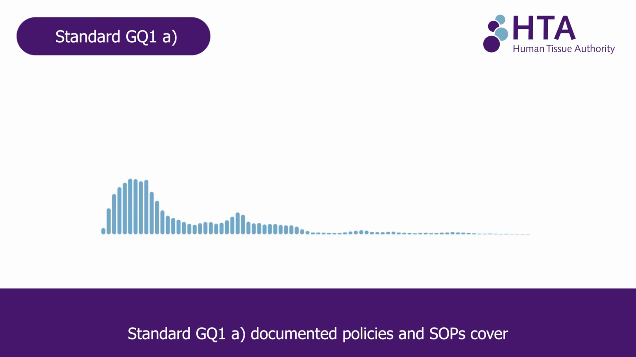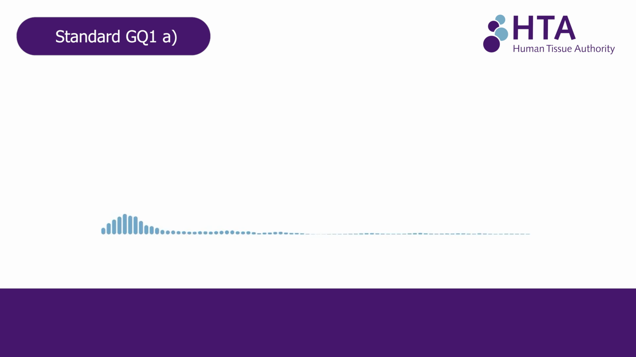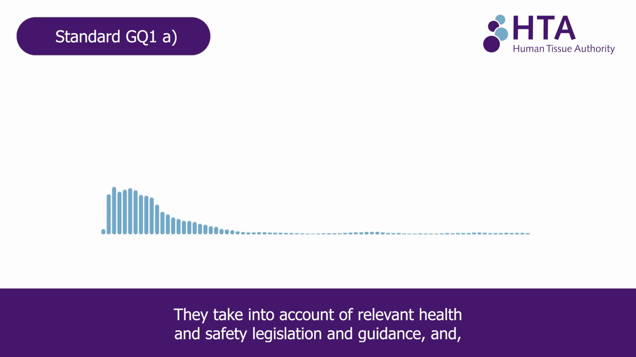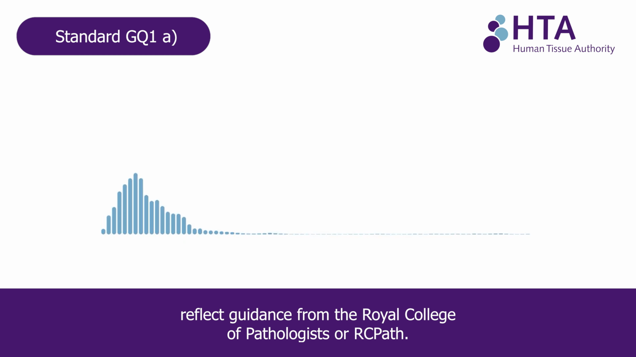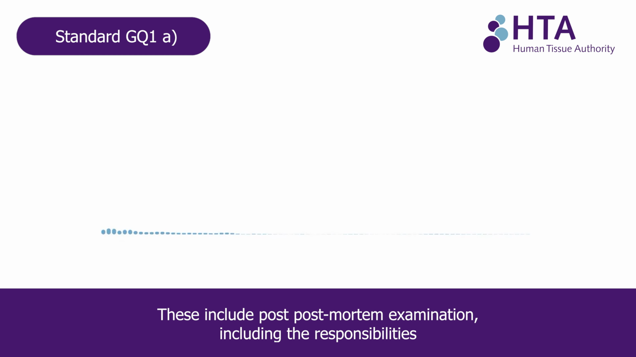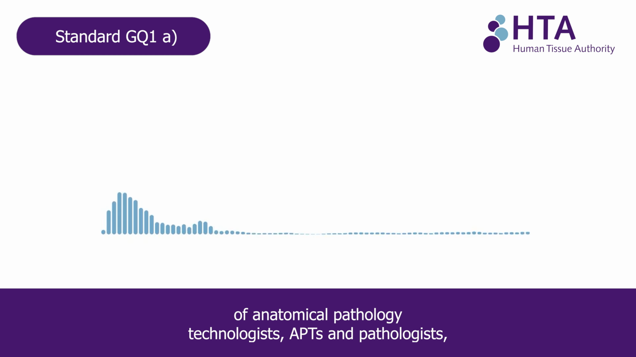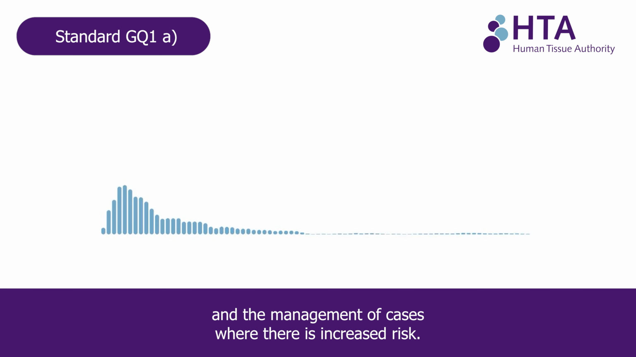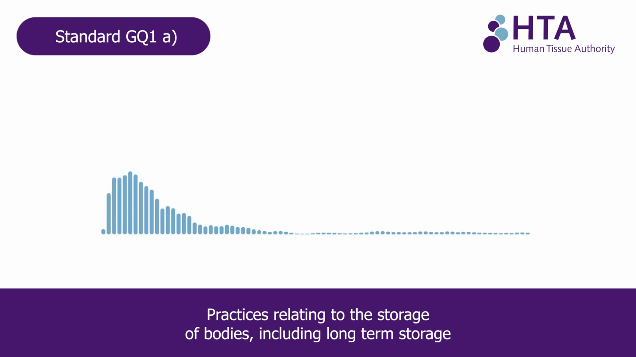Standard GQ1A. Documented policies and SOPs cover all mortuary and laboratory procedures relevant to the licensed activity. They take into account relevant health and safety legislation and guidance, and where applicable, reflect guidance from the Royal College of Pathologists, or RCPath. These include post-mortem examination, including the responsibilities of anatomical pathology technologists, APTs, and pathologists, and the management of cases where there is increased risk.